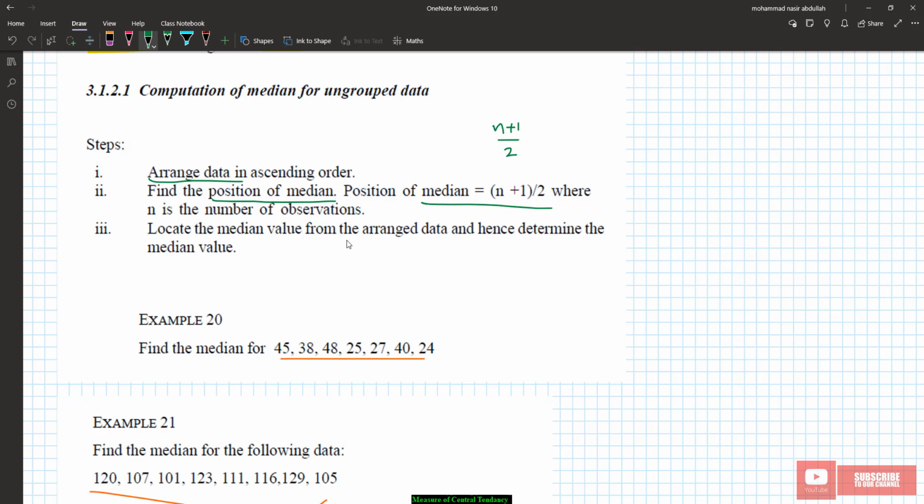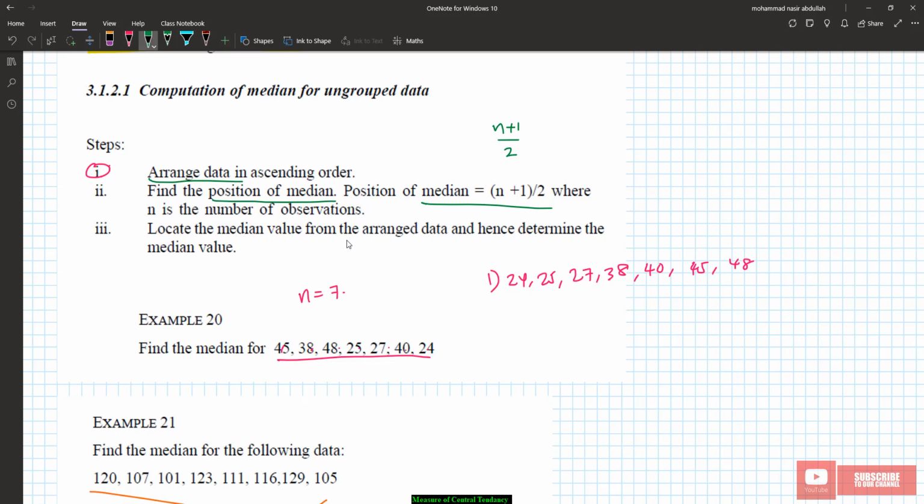So let's look at example number 20. We have this data: 1, 2, 3, 4, 5, 6, 7, so n equals 7. First step, we need to arrange the data in ascending order. So we start with 24, 25, 27, and then the next is 38, 40, 45, and 48. So we have 7 values, 1, 2, 3, 4, 5, 6, 7.